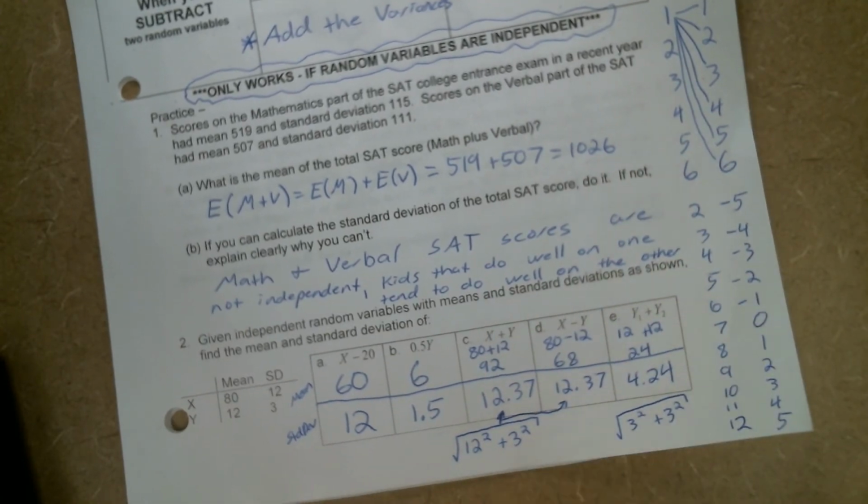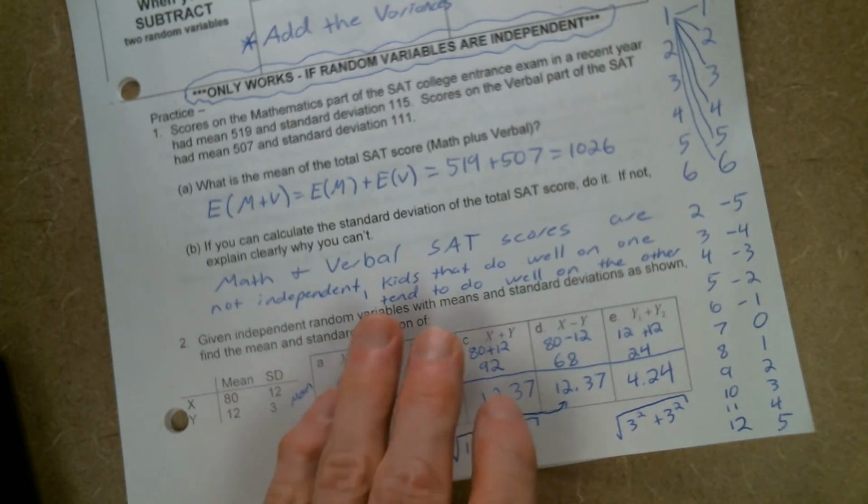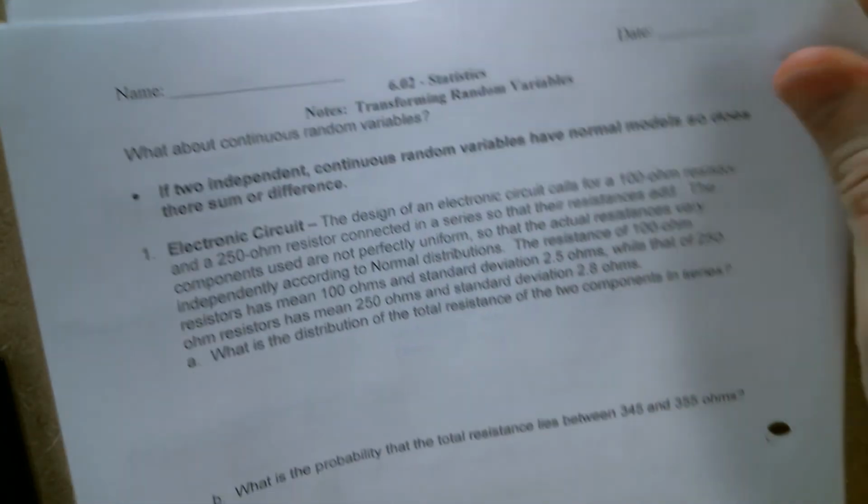All right, but this chart is useful because it shows you the different scenarios. Subtracting a constant, multiplying by a constant, adding random variables, subtracting random variables, and then just showing the situation where you're just adding a random variable to itself. All right, so let's look at a couple more examples just to make sure that we're good with this.